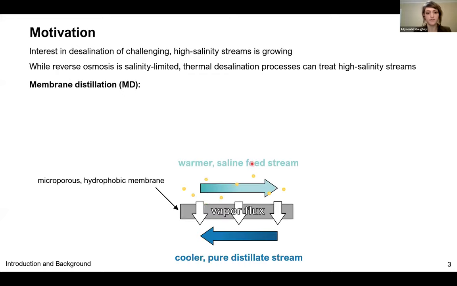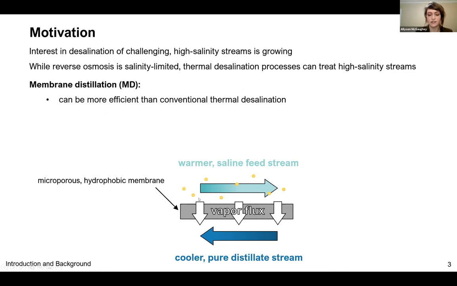In MD, we have a warmer saline feed stream and a cooler pure distillate stream separated by a microporous hydrophobic membrane. The temperature difference across the membrane causes water from the feed stream to evaporate at the membrane surface, diffuse through the pores in the vapor phase, and condense upon reaching that cooler distillate.